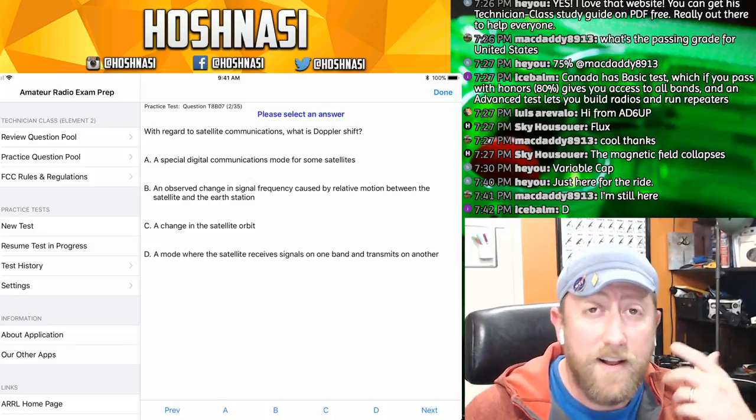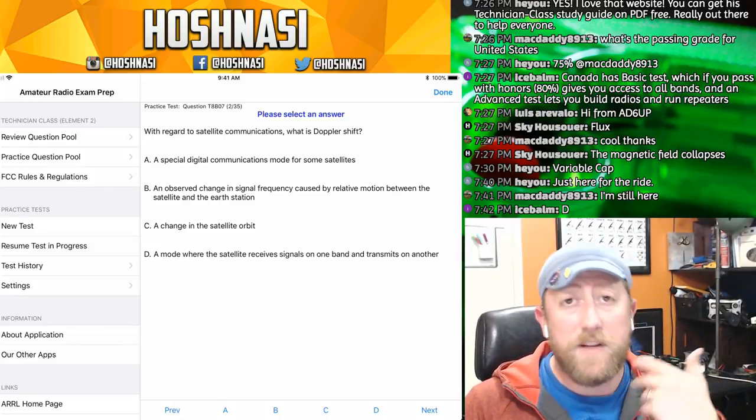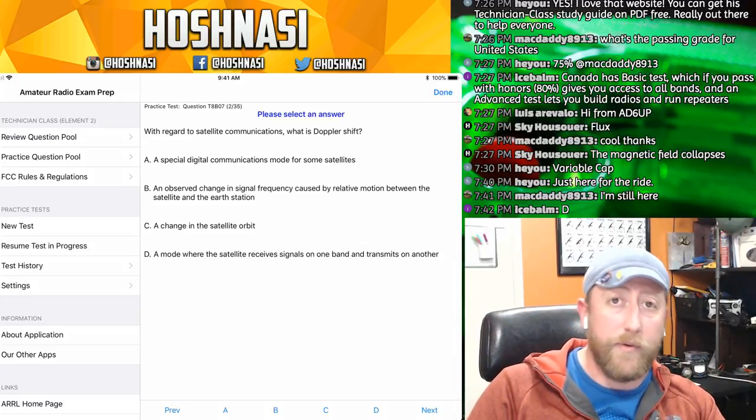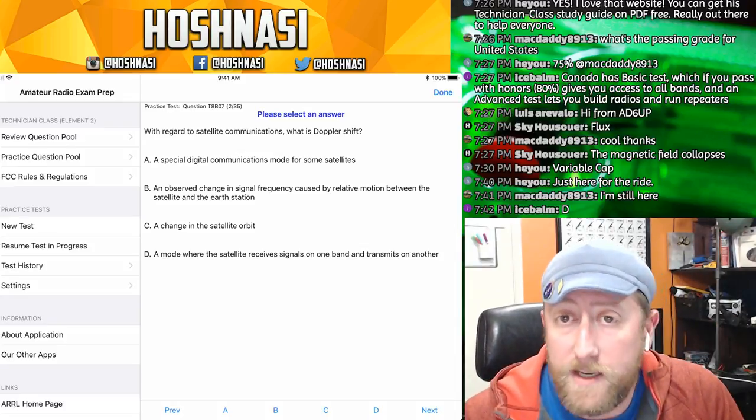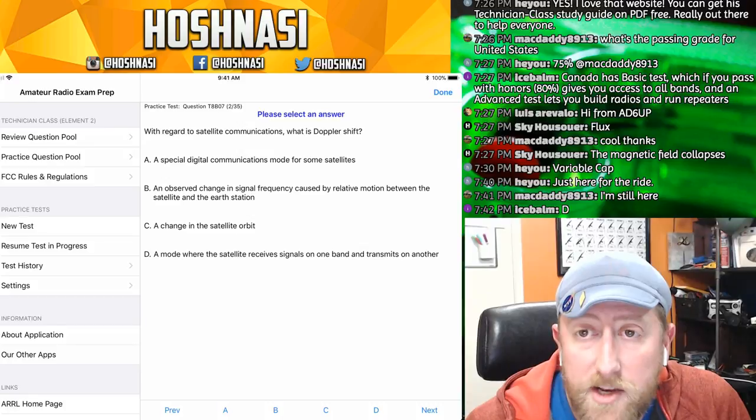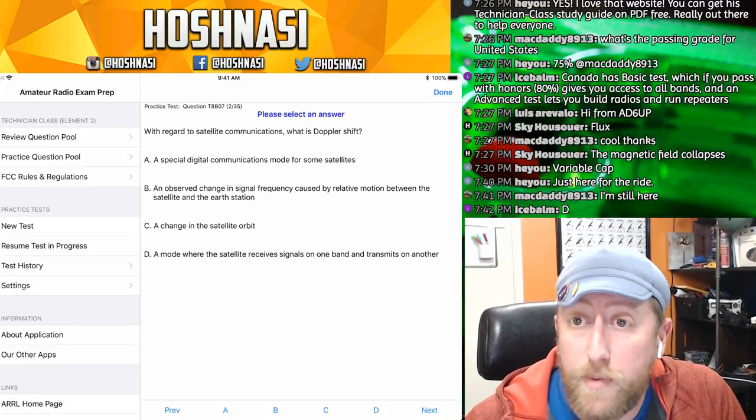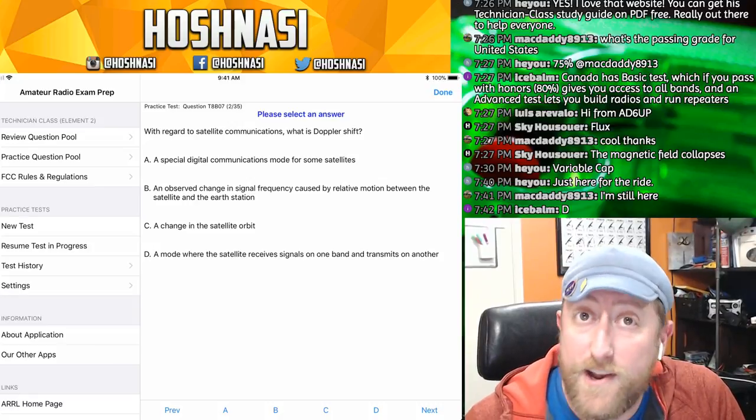That's the Doppler shift. The sound, the time it takes to get to you from when the sound was created, Doppler shift. So what is it? A special digital communications mode for satellites? No. An observed change in signal frequency caused by relative motion between the satellite and the Earth station.